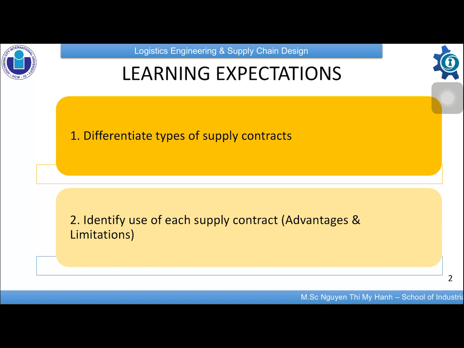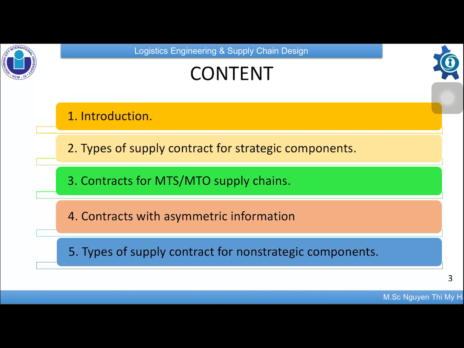After studying these lessons, I expect that you can differentiate types of supply contracts, when we should use which supply contracts, and what the advantages and limitations of each supply contract are. And to achieve the learning expectation, we will go through 5 main contents.